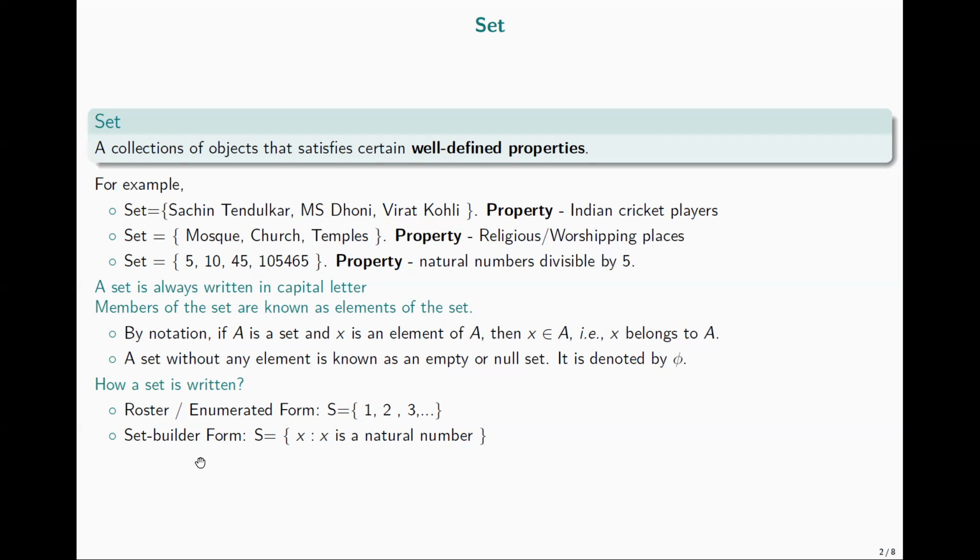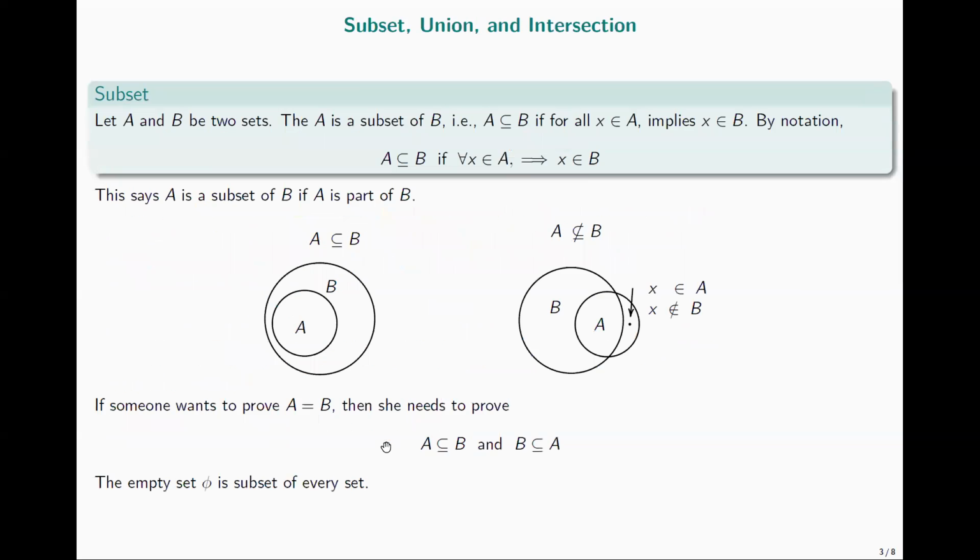But if you write it in set builder form, then you directly write x such that x is a natural number. So whenever someone asks you to write in roster form, they expect a listed form. And when a question asks you to write it in set builder form, the objective is to write a specific statement. So here it will be x, where x is a natural number, which is the property. This is roster form and this is set builder form.